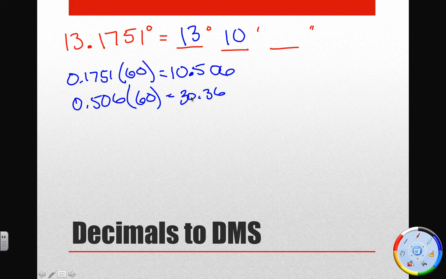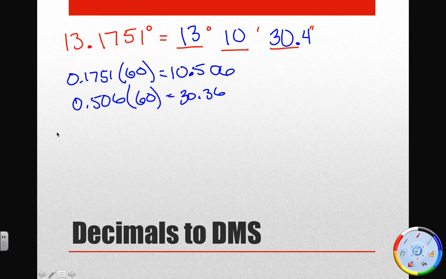Guess what? That's your seconds now. Because we don't go any farther than seconds, we can write this as 30.36. It's the only spot where you're allowed decimals in DMS. But if you want to, I'm okay if you just wrote 13 degrees, 10 minutes, 30 seconds. Or even 30.4 if you just left one decimal at the end. Let's get the habit of, if you have a decimal down here, you leave one decimal.